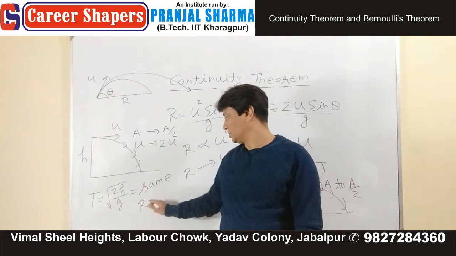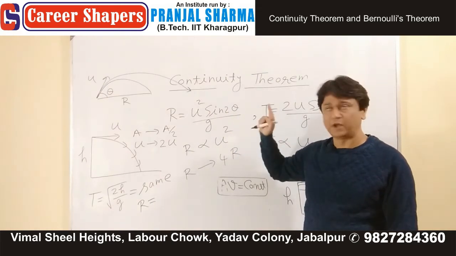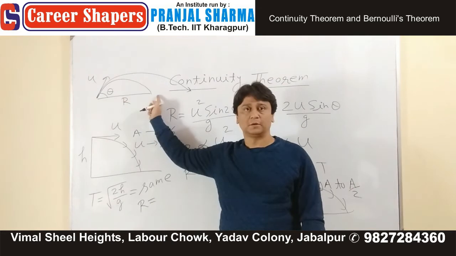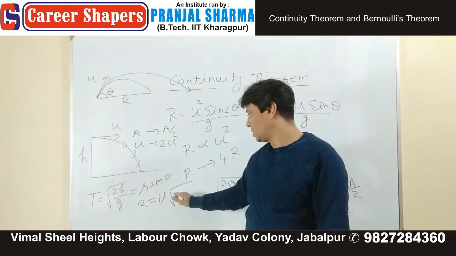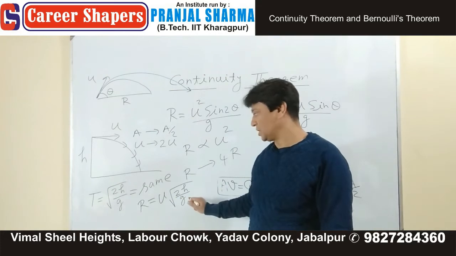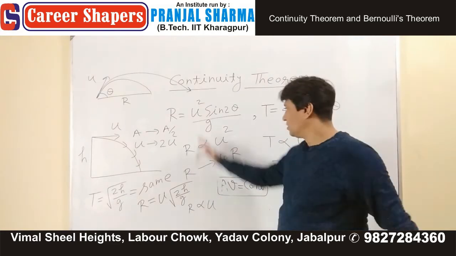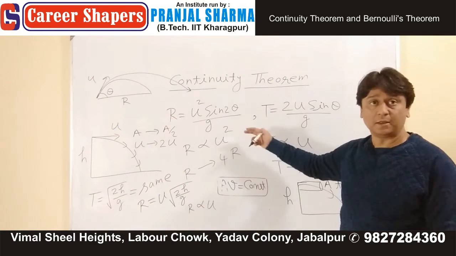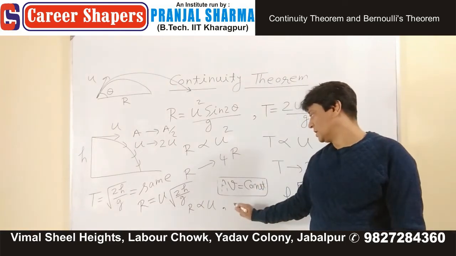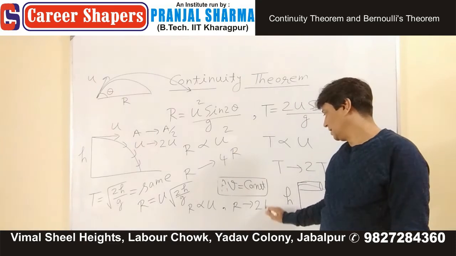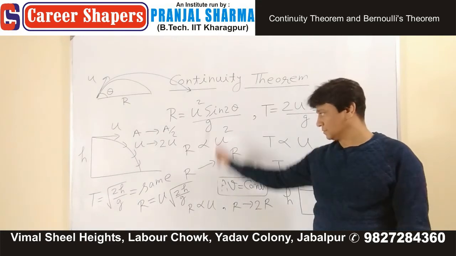What was the formula of range? U square sine 2 theta upon g. No, this is used only for ground to ground projection. This is horizontal projection. In horizontal projection, range is given by u times root over 2h by g. That means r this time is proportional to u. For ground to ground projection, r is proportional to u square. But this time, r is proportional to u. And therefore, from r, your range will become 2r. Note down everything.